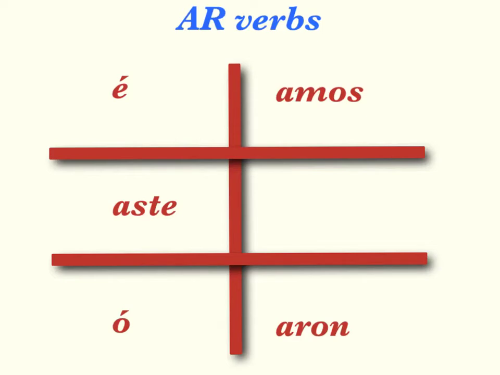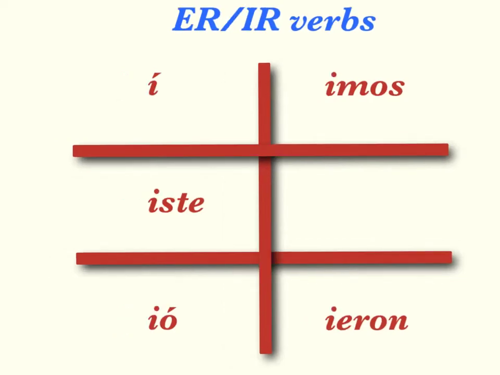Now let's take a look at ER and IR verb endings in the preterite tense. So for ER and IR verbs, in the yo form, we have í. In the tú form, iste. The he, she, usted form, ió. Nosotros, imos. Ellos, ellas, ustedes, ieron. Again, the ER and IR ones are the same endings, and they're different from the AR verb endings.